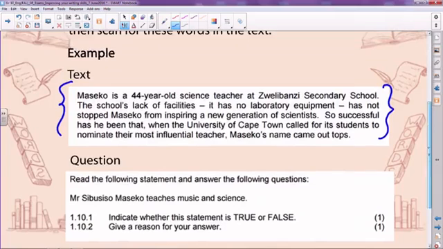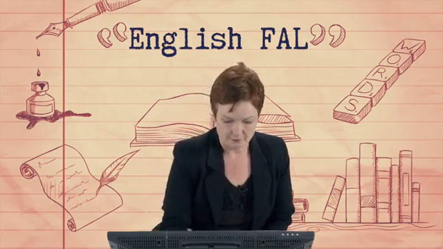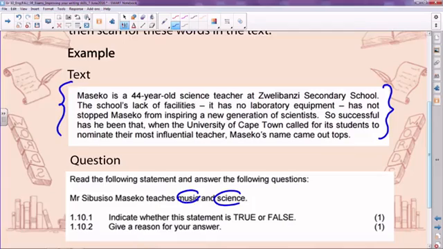So I'm going to scroll back up there. Now what I want to do, particularly if you have a long text, is scan for the words music and science. Scanning, remember, is you quickly look through the text and you try and find that word. So I look through: Maseko is a 44-year-old science teacher. There we go. Already, just by doing that, I've connected the 2, and I have my answer. The statement is true. And then you can give a reason for your answer. Well, here it is: Maseko is a 44-year-old science teacher at Zweli Banzi Secondary School. So that's just a nice technique to help you speed up how you answer questions.